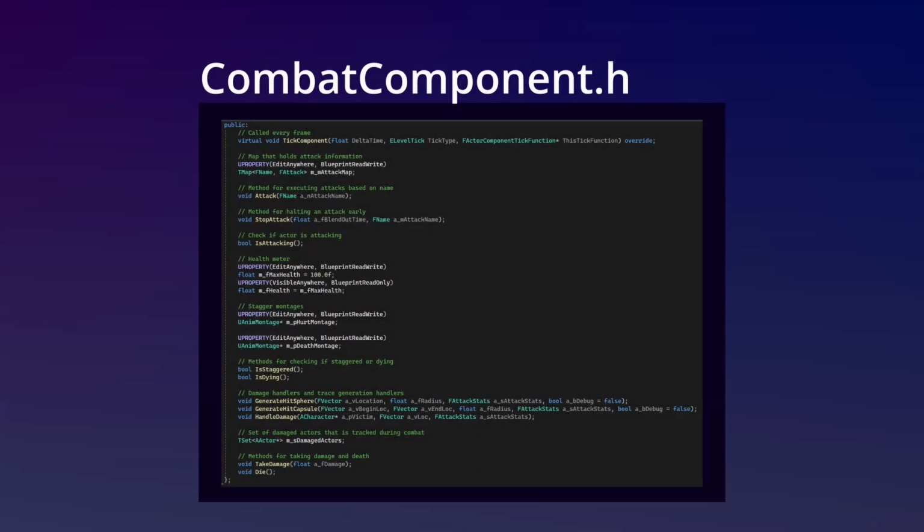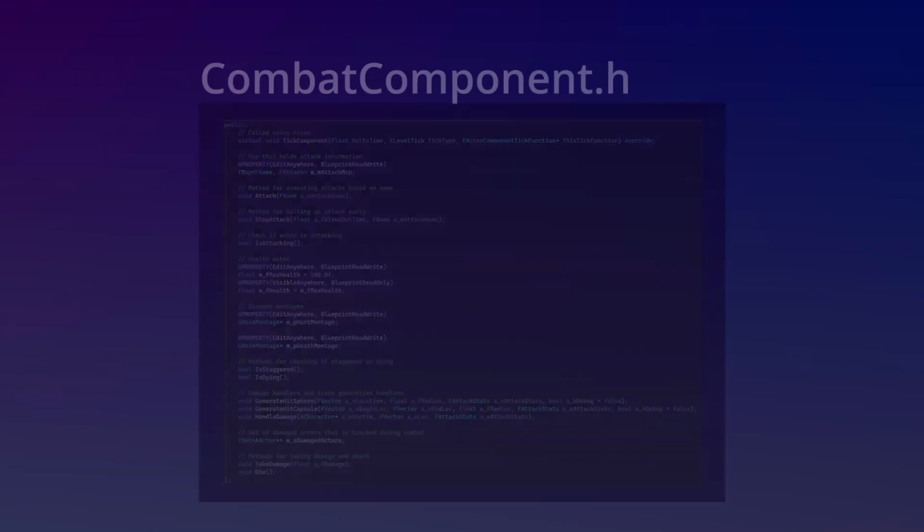The first thing we'll start with today is adding some more member fields to our combat component class, as well as some of the methods that we're going to need here. Looking in the header file, we're going to add some fields for health, some montages for hit reactions and death, as well as a couple of methods to track whether or not an actor is staggered or dying. We're also going to need some methods for generating hit traces, which we're going to put in the form of either a sphere or a capsule, which you'll see why in a bit here. And lastly, we're going to need the methods for handling damage, triggering death, and tracking an active list of damaged actors as attacks are played.